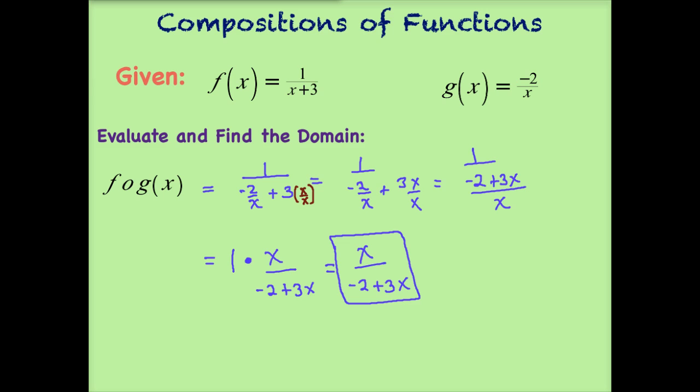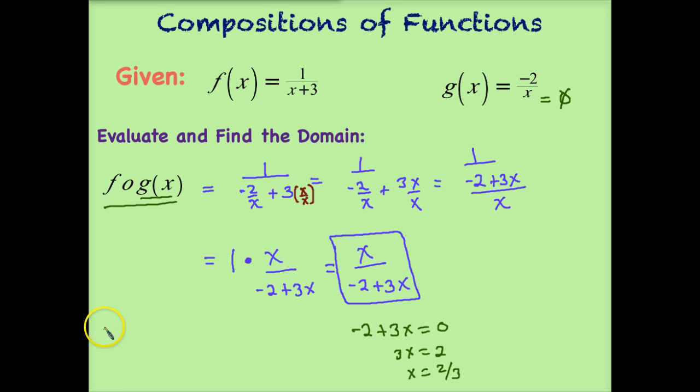But what about our domain? Well, remember with our domain, we always look at our inside function first. So we look at g of x. In this case, it's simple. X cannot be 0. So 0 will not work. Then we look at our final function, our total composed function. Here, we could take negative 2 plus 3x to see what makes it equal 0. And when we do that, we can see that 2/3 causes this denominator to equal 0.